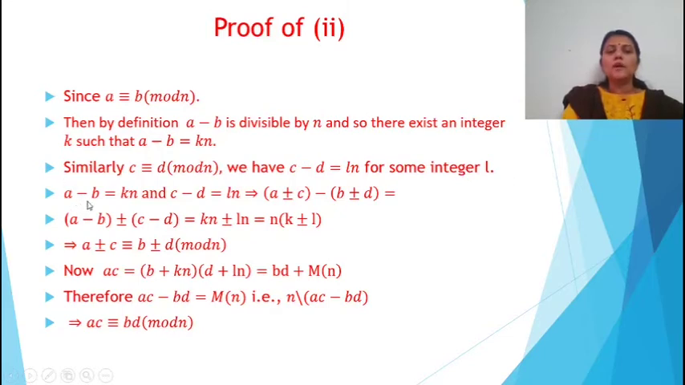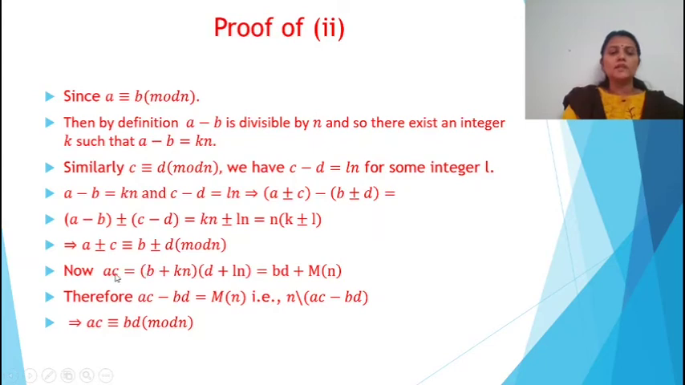Now a minus b equal to kn and c minus d equal to ln implies a plus or minus c is congruent to b plus or minus d mod n. That we have to prove. The left-hand side is equal to a minus b plus or minus c minus d, which is equal to kn plus or minus ln, which is equal to n into k plus or minus l. That is, a plus or minus c congruent to b plus or minus d mod n.